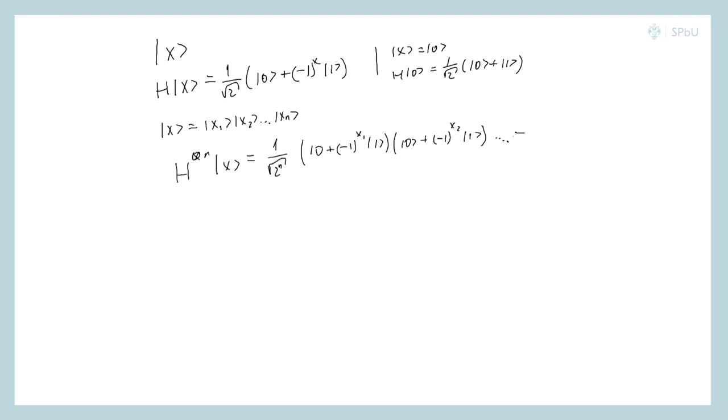And this expression could be rewritten as 1 over the square root of 2 to the power of n, sum for z1, which runs over the values 0 and 1, z2 also 0 and 1, and so on, minus 1 to the power of x1 z1 plus x2 z2, etc., on the state z1, z2, zn.